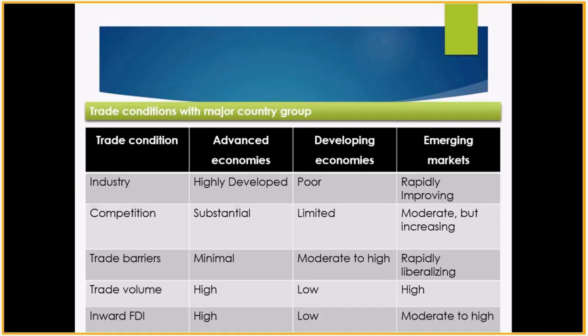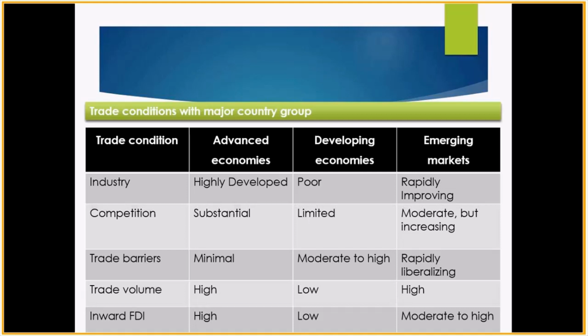So again, like we were discussing the example of opening up a new business, here you might take approximately 1 to 2 months, right, just to complete the documentation. Later on, the other procedure will start after that. So the trade barriers are high in developing economies.